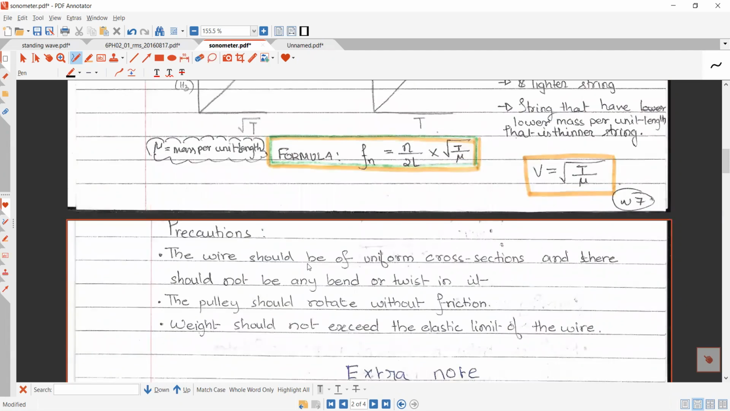Here there are some precautions given. After this I'm leaving you guys, I have an 8 o'clock class. The wire should be of uniform cross section, and there should not be any bend or twist in it. So this is one of the precautions you guys are supposed to take. Then the pulley should rotate without friction. You guys know if there is friction it gets heated up, na? Therefore the weight should not exceed the elastic limit of the wire. If it exceeds the elastic limit of the wire, it does not return to its original position.